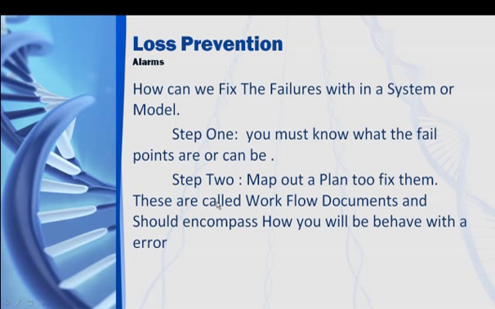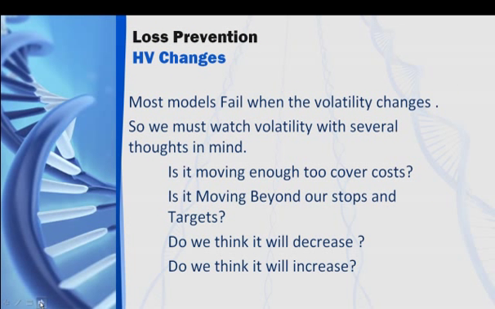Okay? Now, how can I fix the failures within a system or model? Well, step one, you must know that it failed. What are the fail points? What can it be in there? This is an alarm. Step two is map out a plan to fix these. This is called a workflow document and should encompass how I behave with that error. So you have to have workflow documents laid out. Now, I have a plethora of these inside my own mind map, and I lay out exactly what can happen. Now, the ways that I do this, I'll show you in just 30 seconds here. I'll bring up a way that I can identify failures.